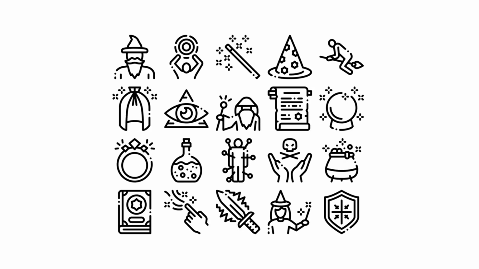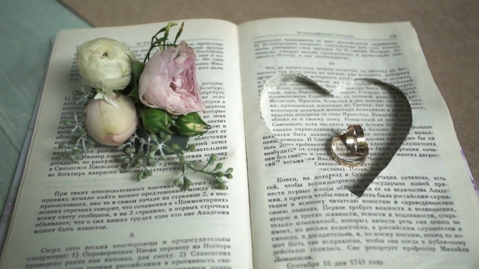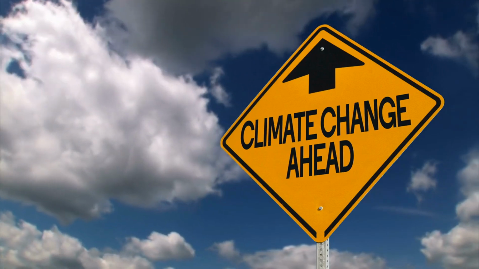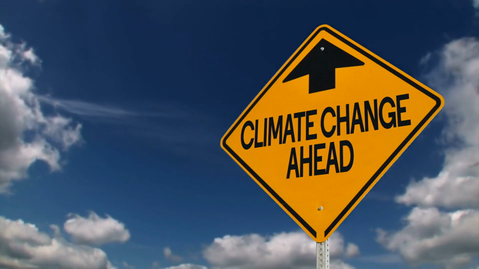Create unique inventions or magical items. These can add intrigue and plot twists. In The Lord of the Rings, the One Ring's power and influence are central to the narrative. Chapter 8: Seasonal Shifts, Using Weather and Climate to Enhance Storytelling.